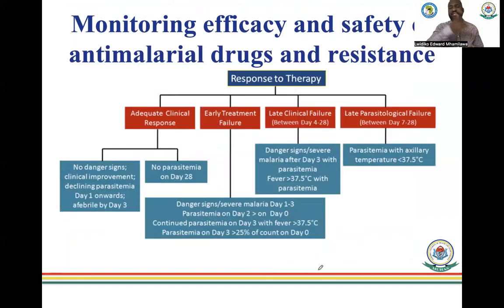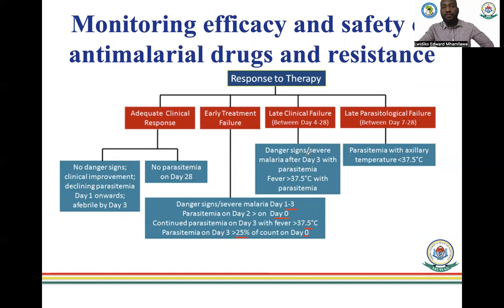And this is just a similar chart talking about the types of responses to therapy that are monitored during a therapeutic efficacy study. Someone might have adequate response if they don't have parasitemia in day 28, or they have no other danger signs. The early treatment failure if they have danger signs of malaria day 1 to 3, or parasitemia on day 2 is more than on day 0, or there's continued parasitemia on day 3 with fever, or parasitemia on day 3 more than 25% count on day 0.